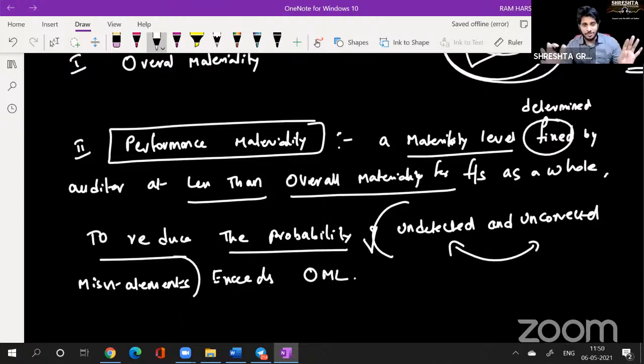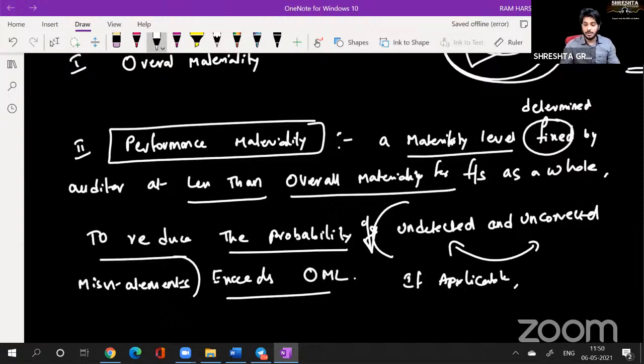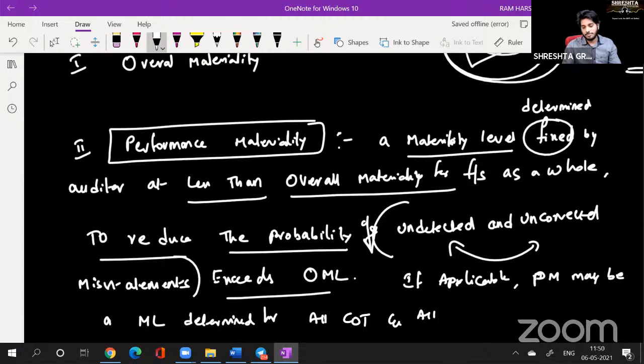I know what you're thinking of right now. So what are they? We never heard these terms. Don't worry, I'll clarify. So the probability of uncorrected and undetected misstatements exceeds overall materiality level. And actually the definition continues. If applicable, performance materiality may be a materiality level determined for all class of transactions and all class of balances.